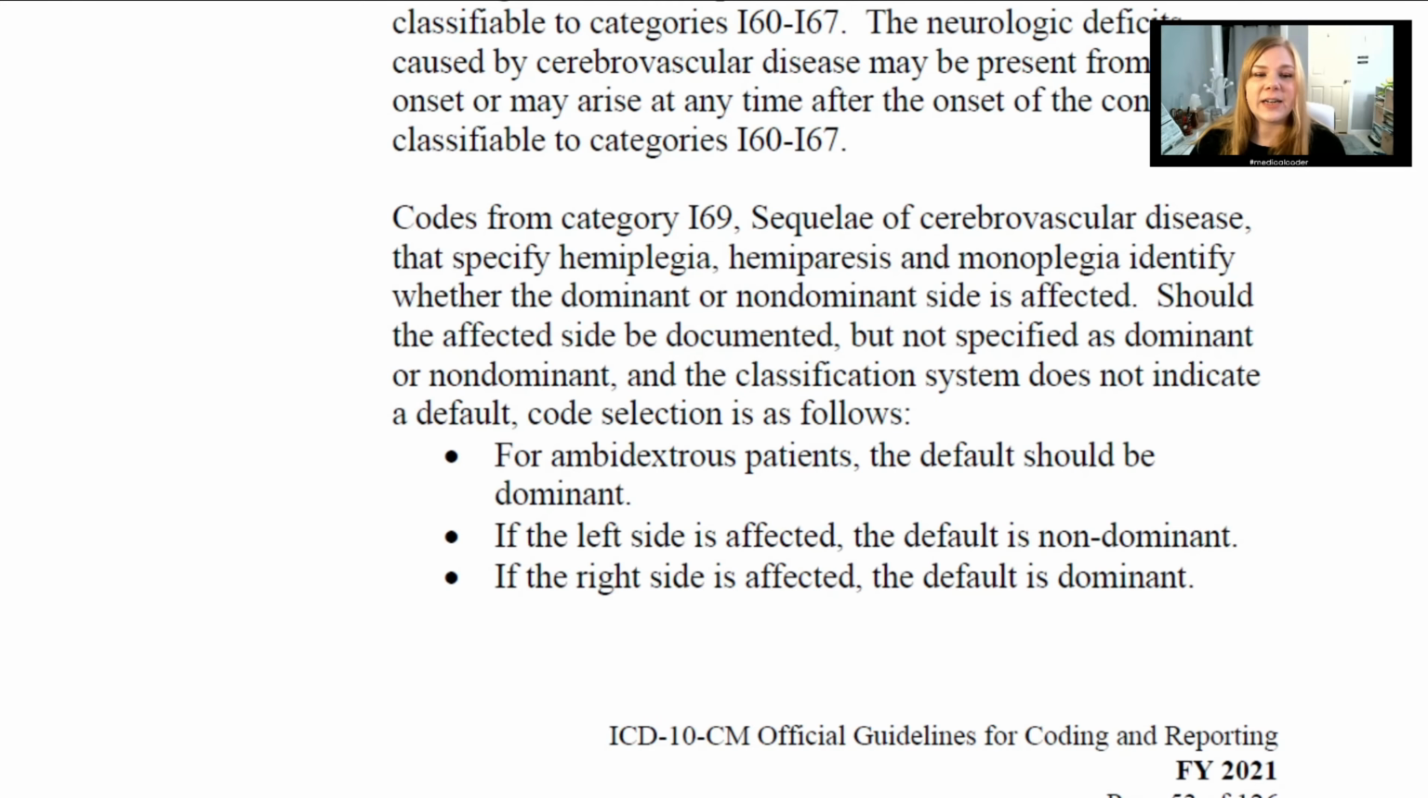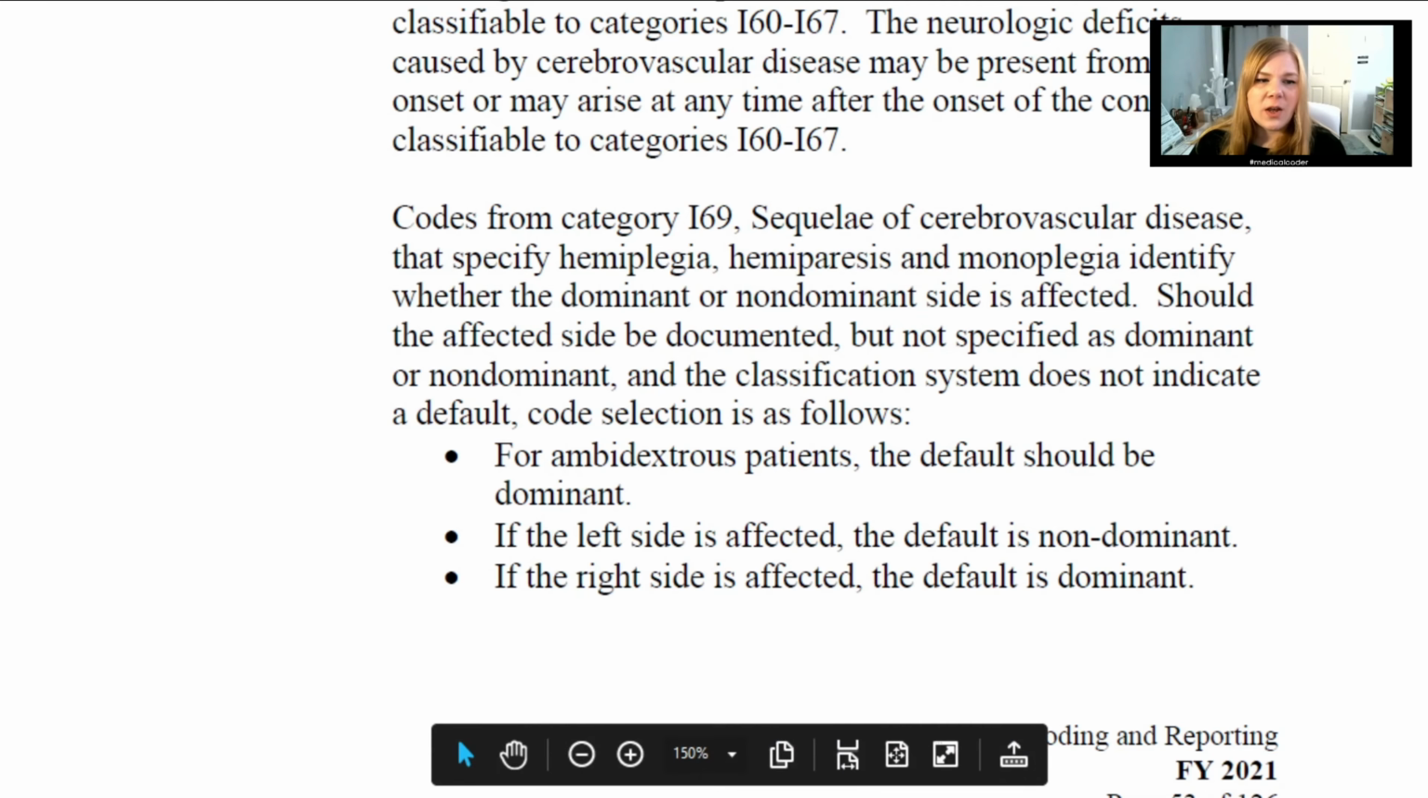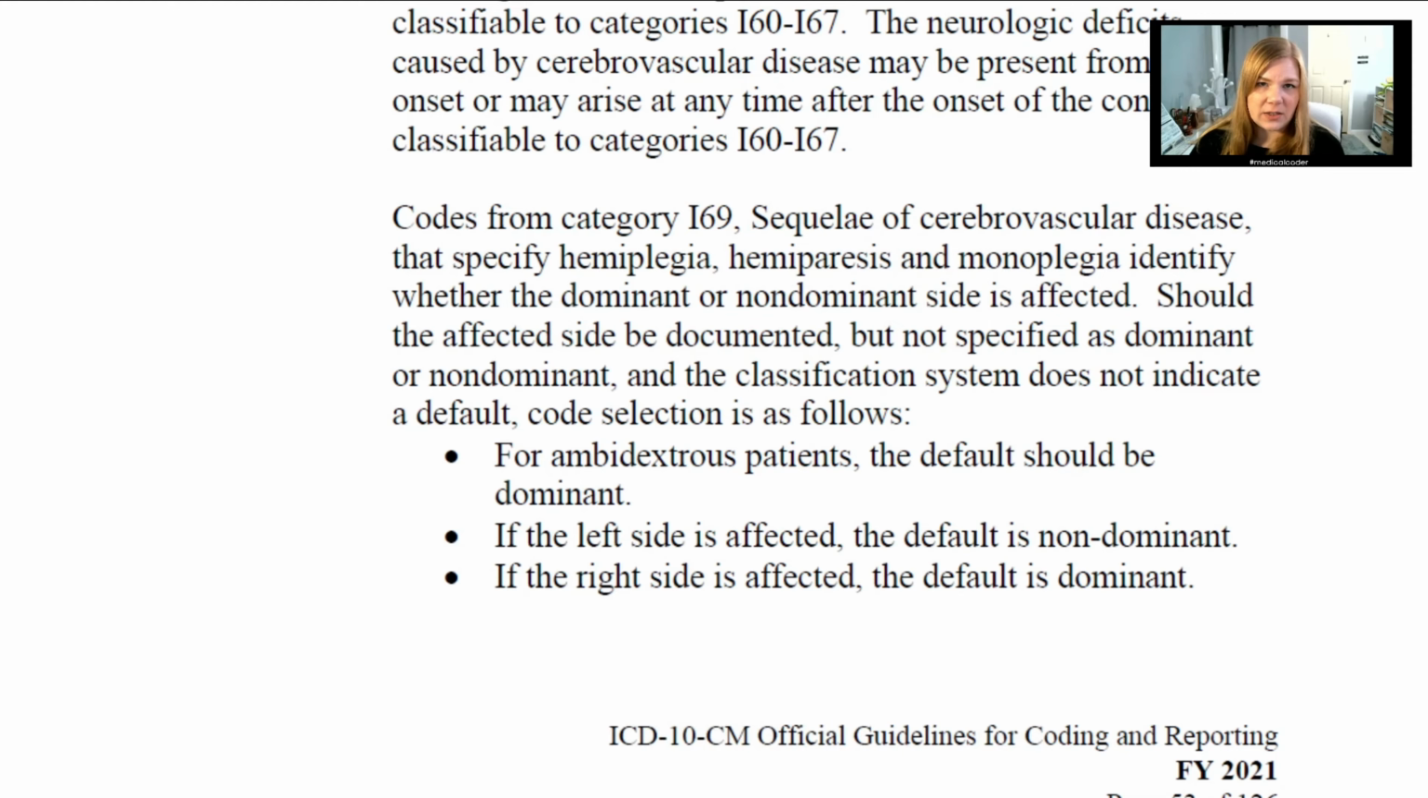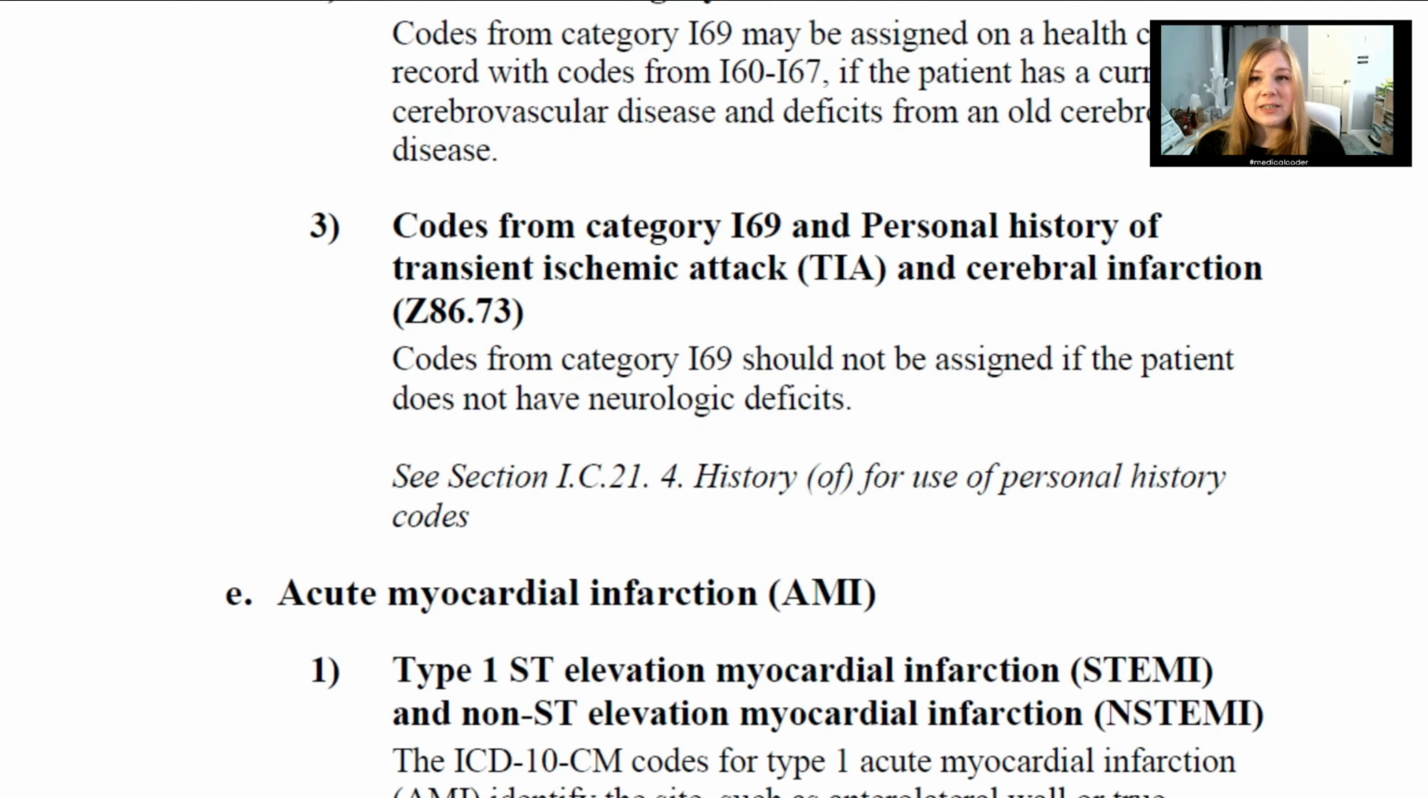Codes from category I69, sequela of cerebrovascular disease, that specify hemiplegia, hemiparesis, and monoplegia identify whether the dominant or non-dominant side is affected. Should the affected side be documented as dominant or non-dominant, and the classification system does not indicate a default, we would code it as follows. For ambidextrous patients, the default should be dominant. If the left side is affected, the default is non-dominant, and if the right side is affected, the default is dominant.